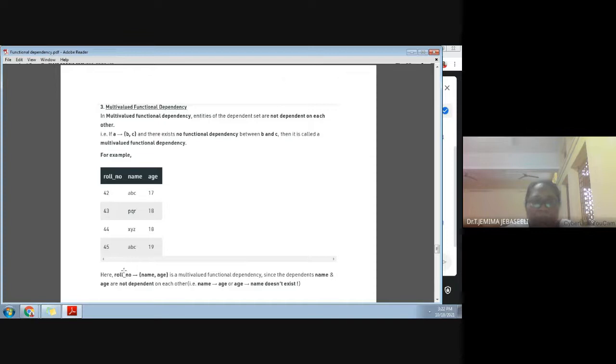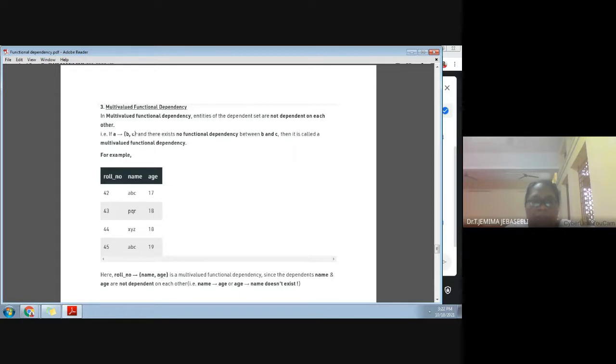dependency. Consider here roll number, name, and age. Roll number is unique, fine. Second, name you have to take. There are ABC and ABC which are repeated but have different ages. So here on the right side, there is no functional dependency.